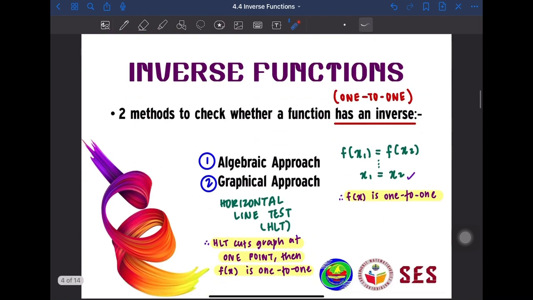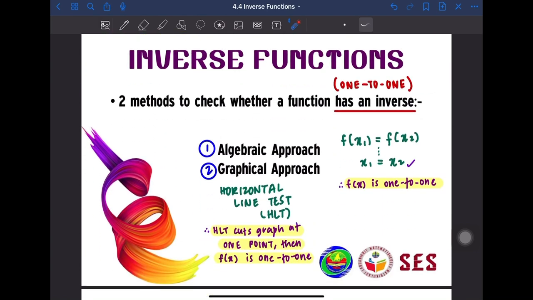Okay, now okay, so tadi kita tahu untuk function kita ada inverse, dia mesti one-to-one kan. So macam mana kita nak check function kita ni one-to-one ke tidak? So ada dua cara untuk kita check whether function kita one-to-one ataupun tidak. So yang pertama kita pakai algebraic approach. So algebraic approach ni kita akan prove. Kita akan prove guna this statement.